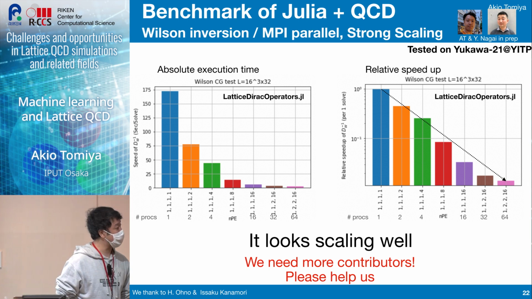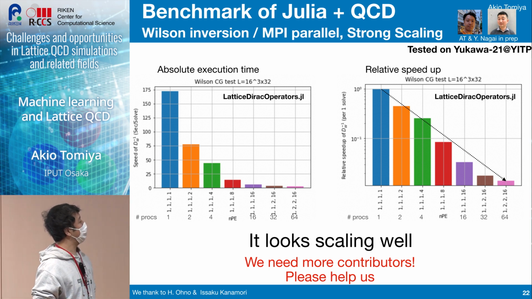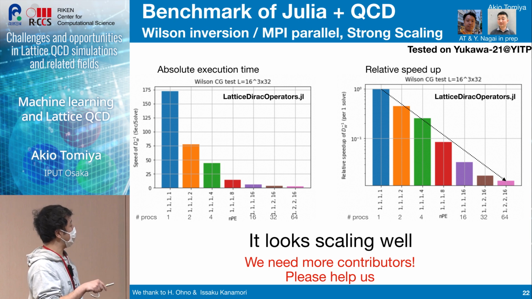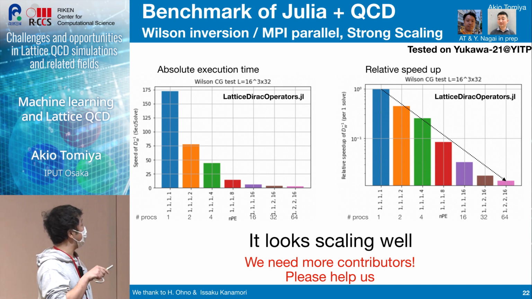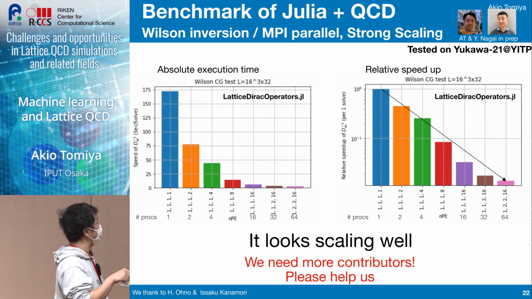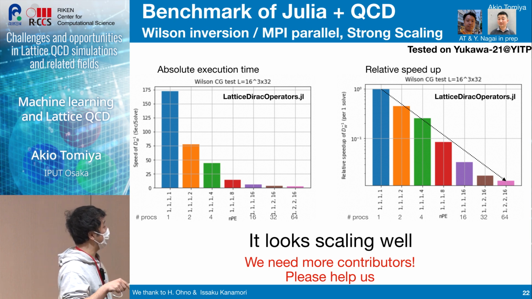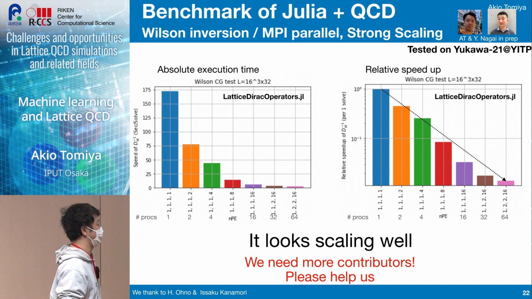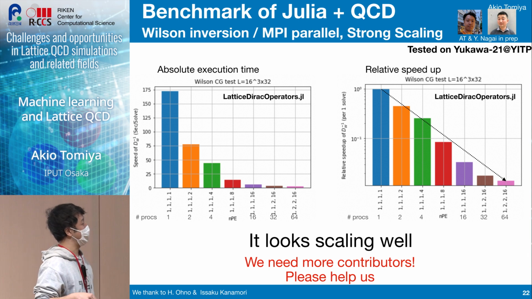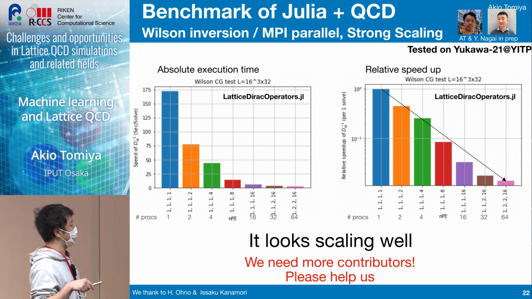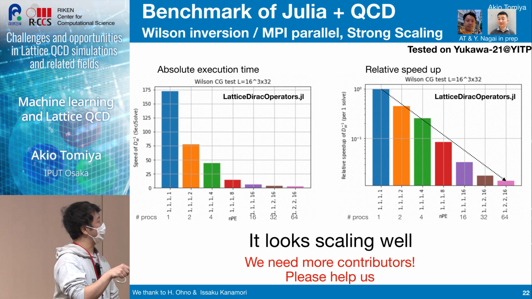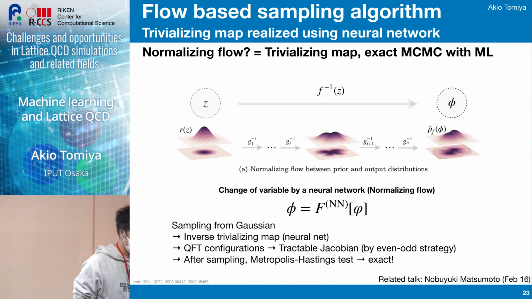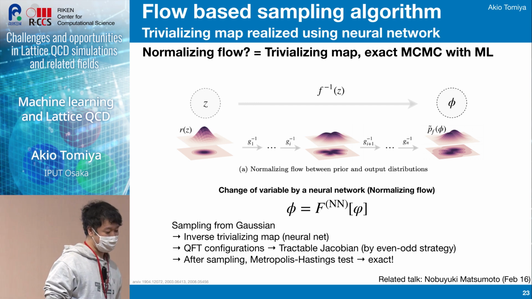Okay, and this is a comparison. This is the performance of our code with MPI. The horizontal axis corresponds to the number of processors, and the vertical axis is the speed. The left panel is the absolute execution time, and the right panel is the relative speedup. As you can see, the scaling looks good. But this is not enough for bigger machines and bigger systems. Actually, we made this code with just 2 people, so we need more contributors. Please help us.